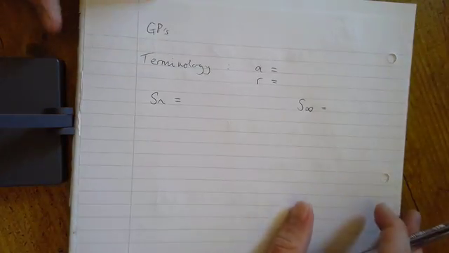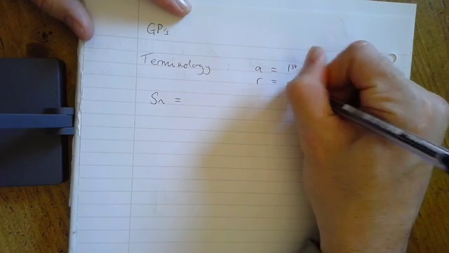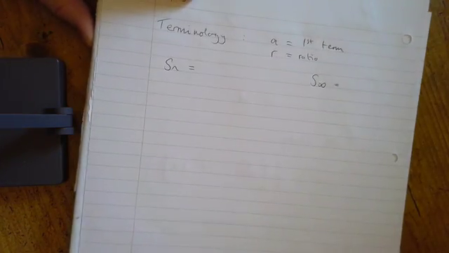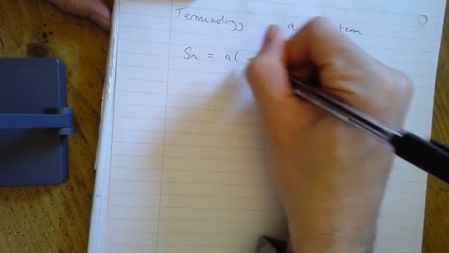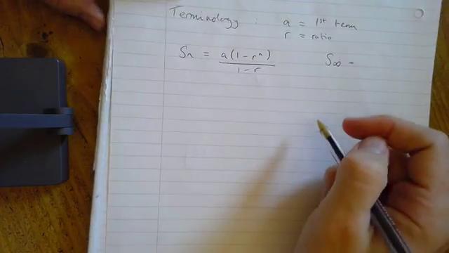Okay, so terminology: a is the first term still, and what we call the ratio is how many times we multiply by something to turn it into the next one. So Sn is given in the formula booklet as this, but this is what we're going to prove. And you need to know what S to infinity is.